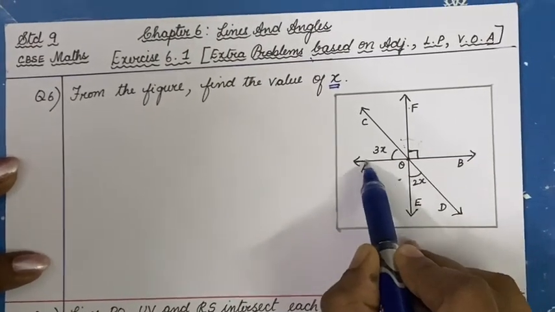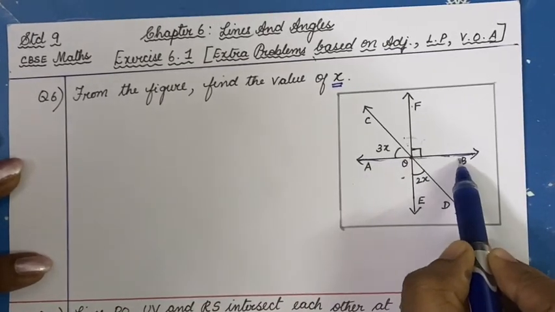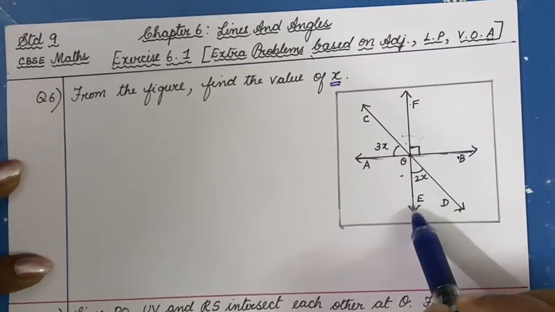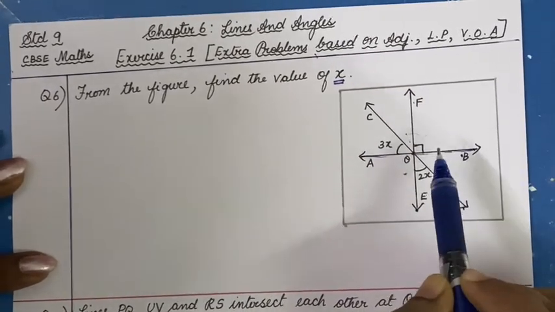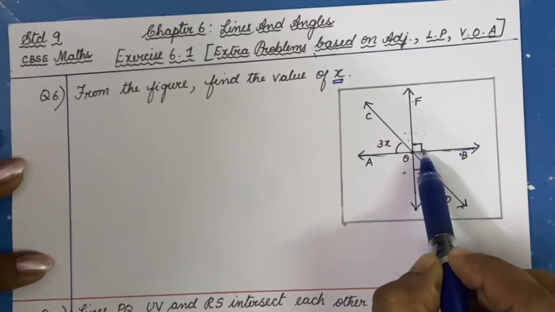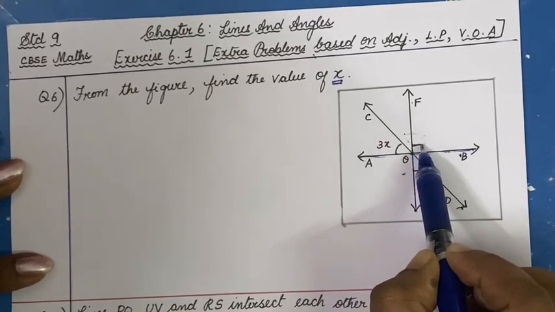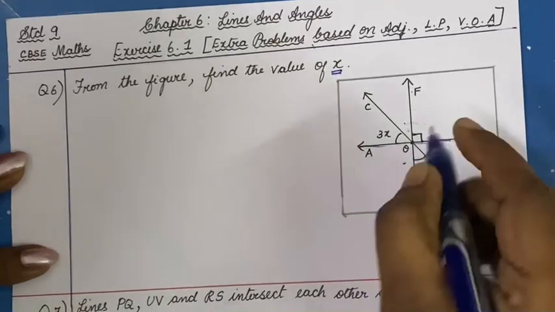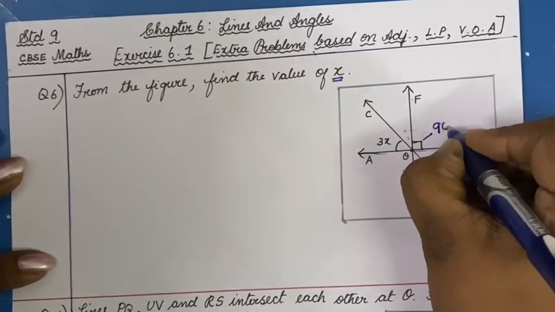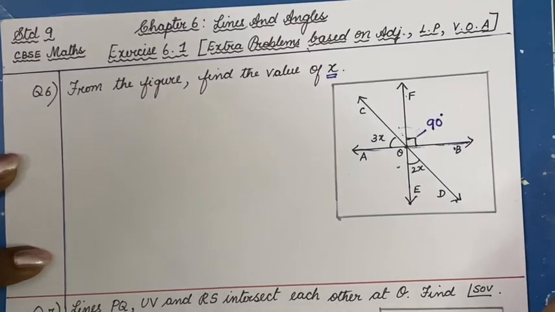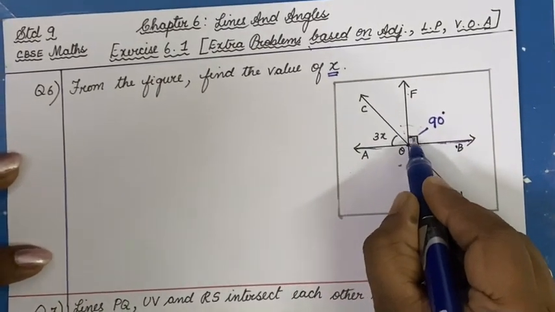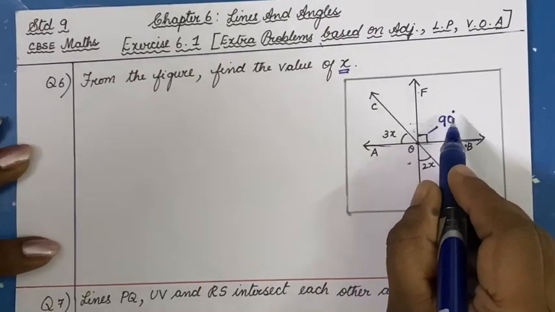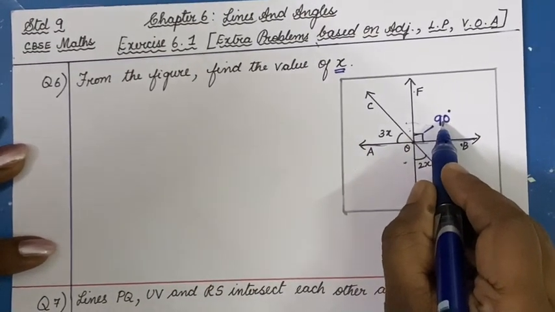You could see a straight line AB here. Another straight line CD here. Another straight line EF here. And one important clue is also given. Can you see this angle? If there is an angle which is marked as a square, as a small box, then it represents only 90 degrees. Wherever in a figure, if you could see an angle with a box like this, then it refers to a right angle. So the measure is equal to 90 degrees.